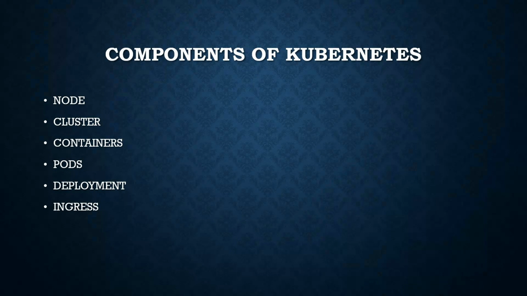So ingress allows us to access the Kubernetes services from outside the cluster. You can add an ingress to the cluster, either an ingress controller or a load balancer. It provides load balancing, SSL termination, and name-based virtual hosting.